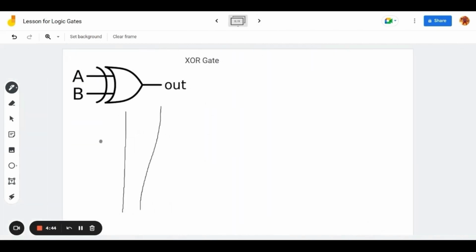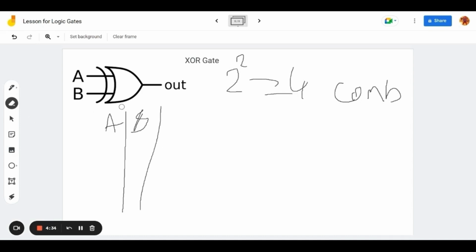All right, let's do this. So A and B, and as you know, 2 to the power of 2 equals 4 combinations. We just fill it up. 00, 01, 10, 11.